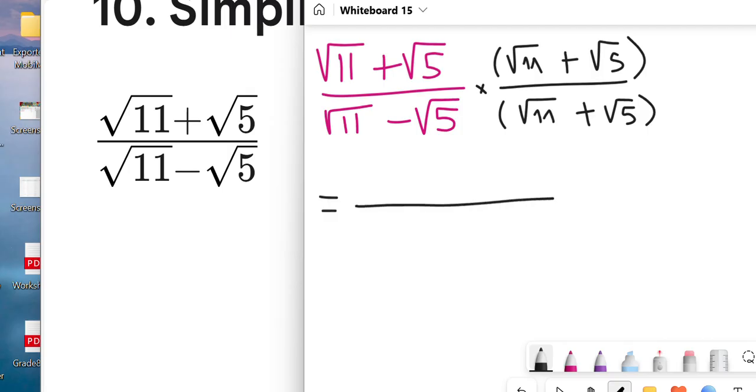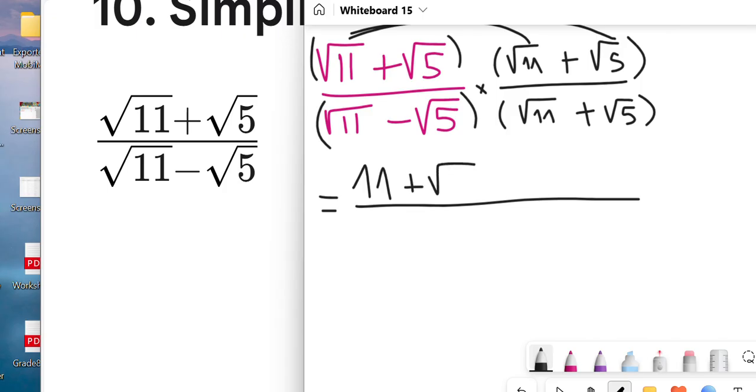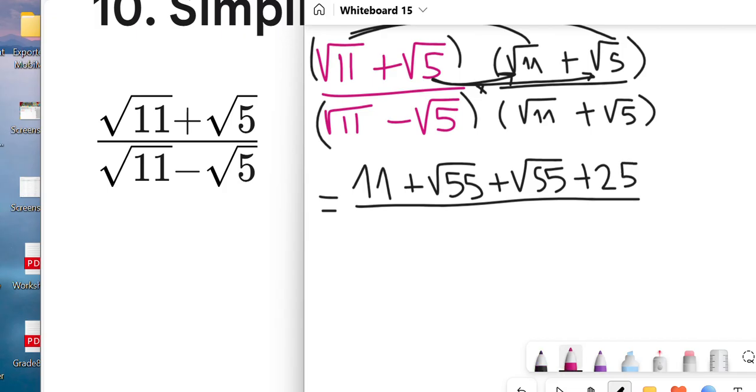So we multiply everything by everything, right? Here we can put this in brackets to make it easier. Square root of 11 multiplied by square root of 11 is 11. Square root of 11 multiplied by square root of 5 is square root of 55. Square root of 5 multiplied by square root of 11, square root of 55. Square root of 5 multiplied by square root of 5 is 5. Excellent, we do it in the denominator as well.